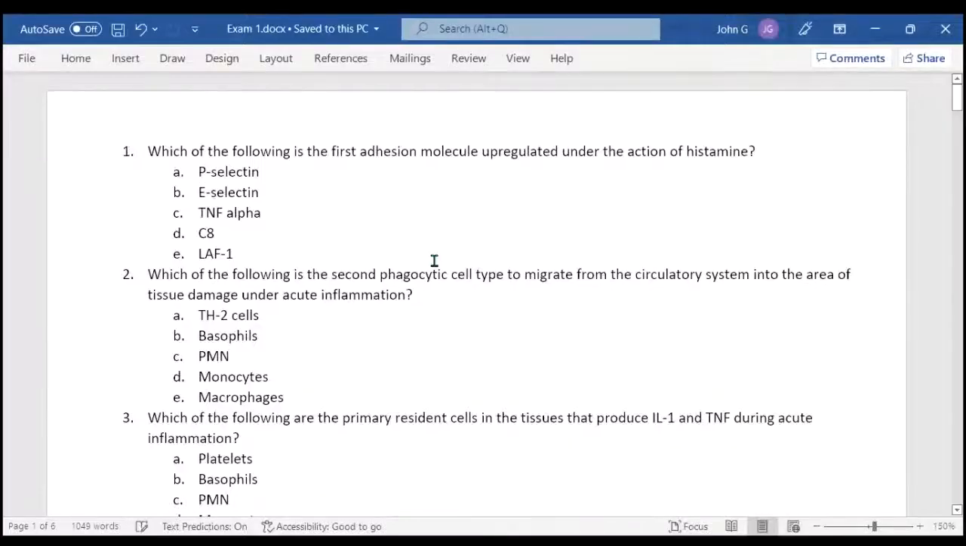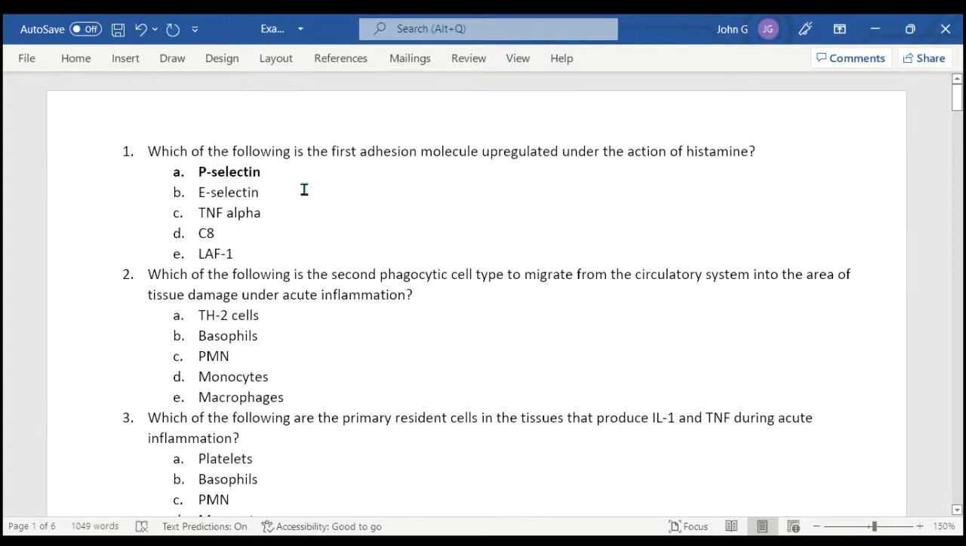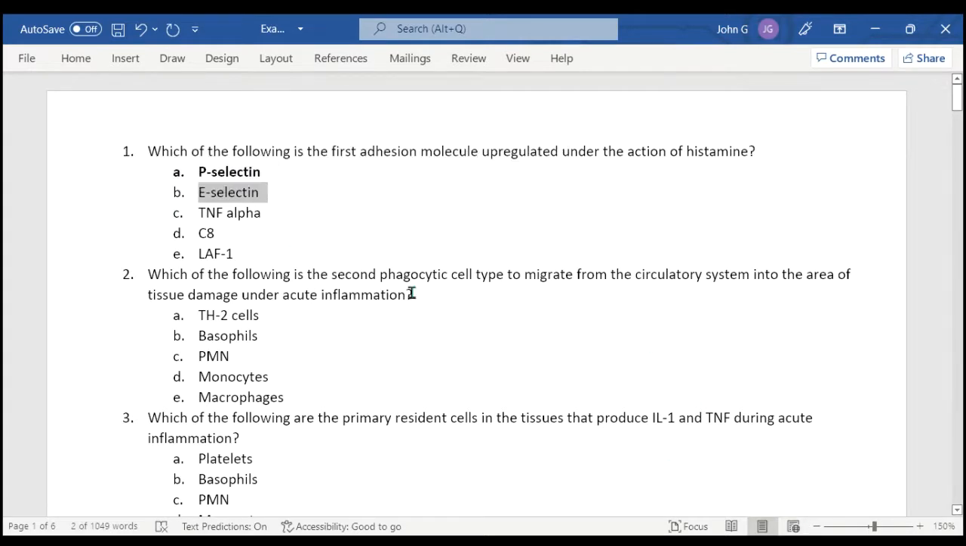All right, let's go through it. Which of the following is the first adhesion molecule upregulated under the action of histamine? You might remember me talking about Weibel-Palade bodies, and those contain pre-synthesized P-selectin, right? P for pre-synthesized. So the first adhesion molecule is going to be P-selectin. E-selectin is made from scratch when you stimulate an endothelial cell with histamine. These other ones don't really get expressed at all.